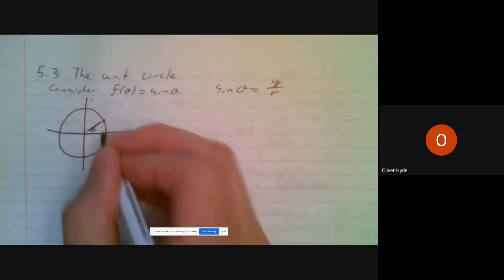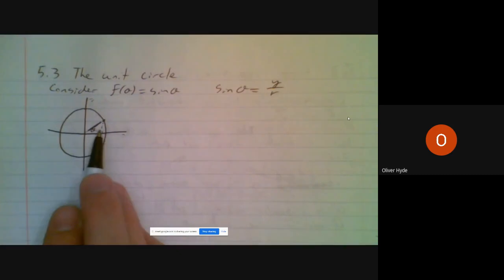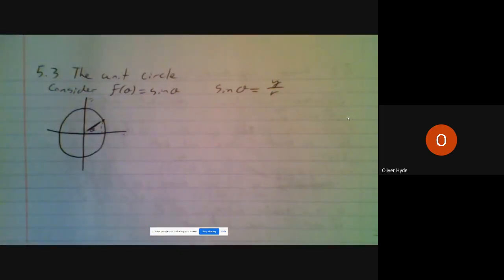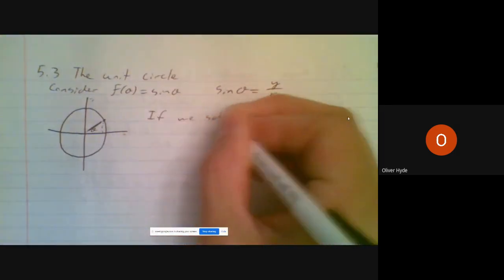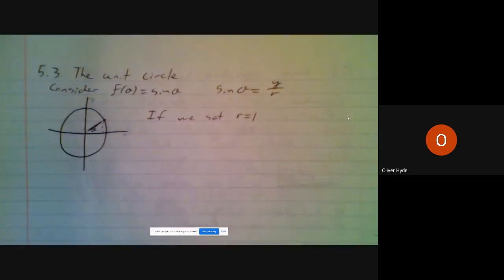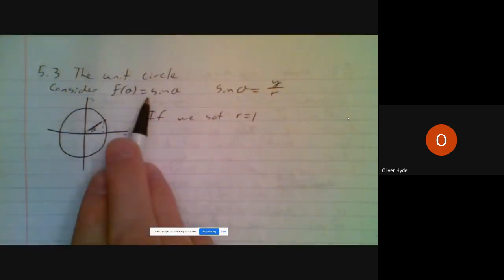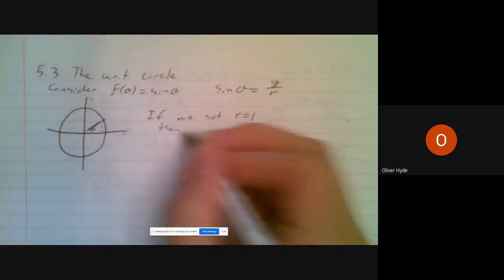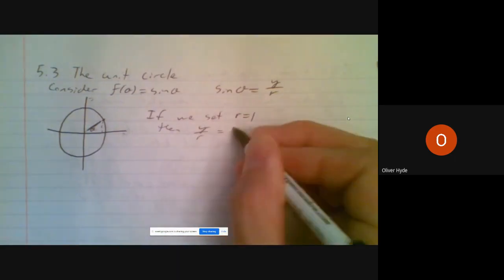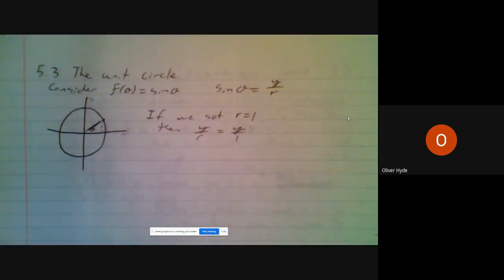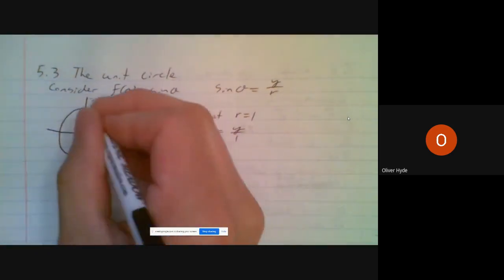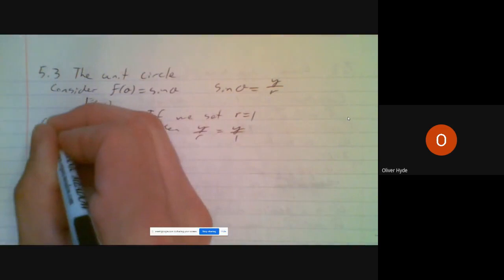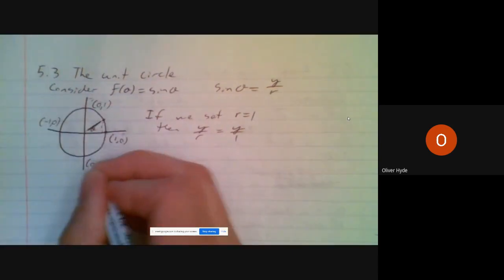And this is where we got our definitions from, the sine of theta being the ratio of y to r. Well, we can simplify these ratios if we set the radius to be 1. This makes it what is called a unit circle. Then the ratio of y to r is going to become the ratio of y to 1.